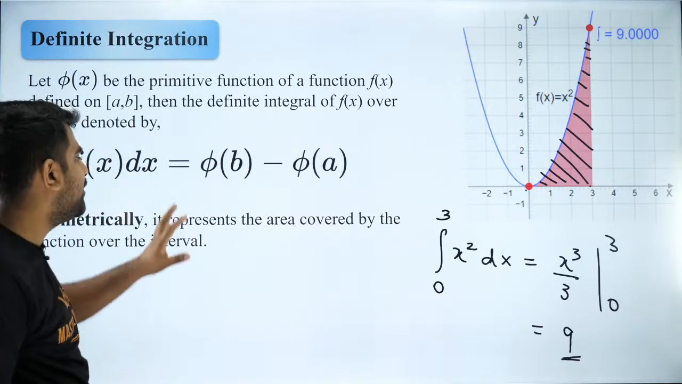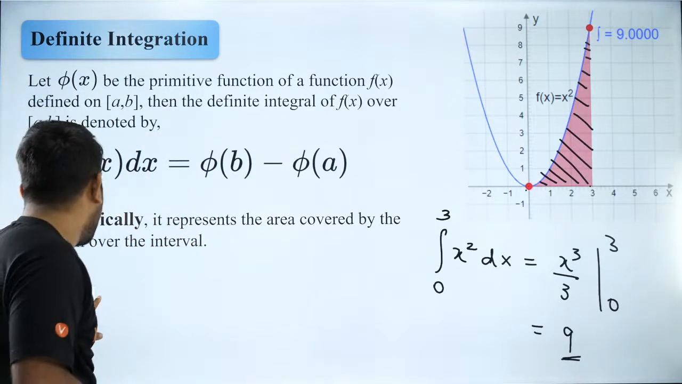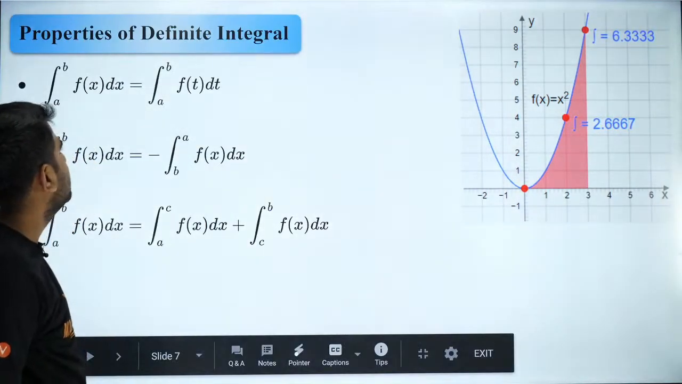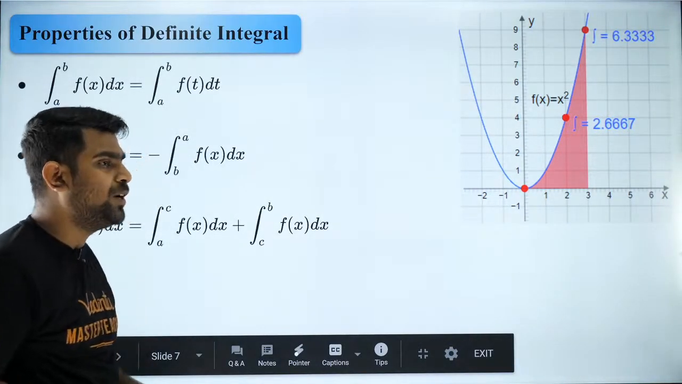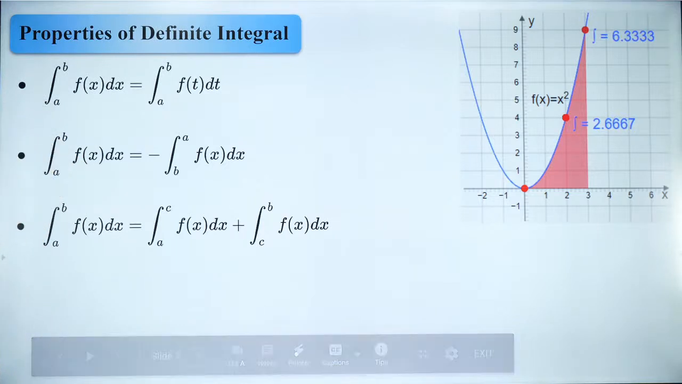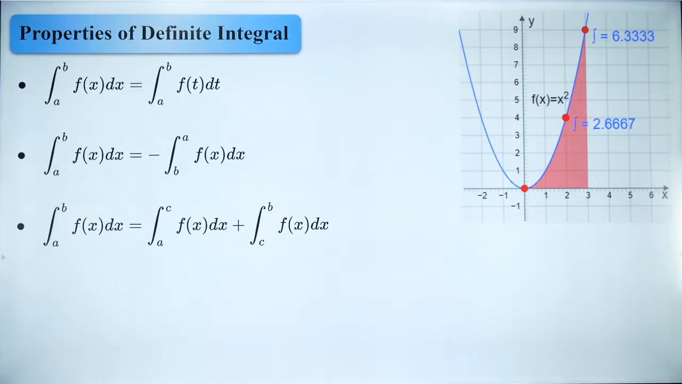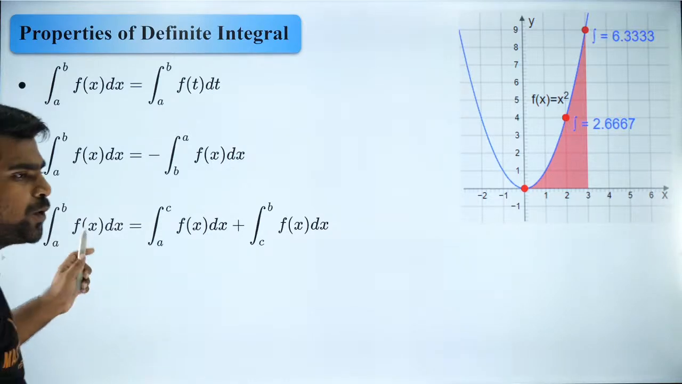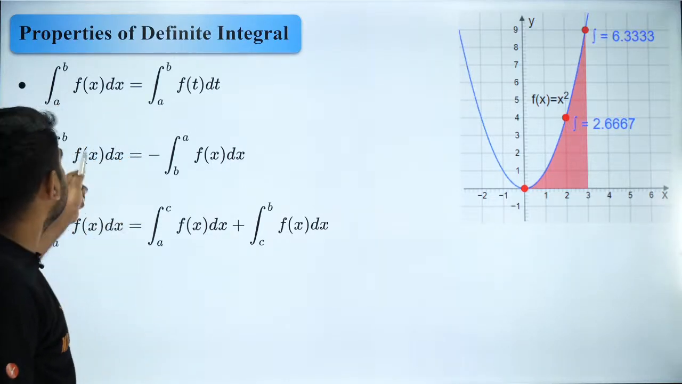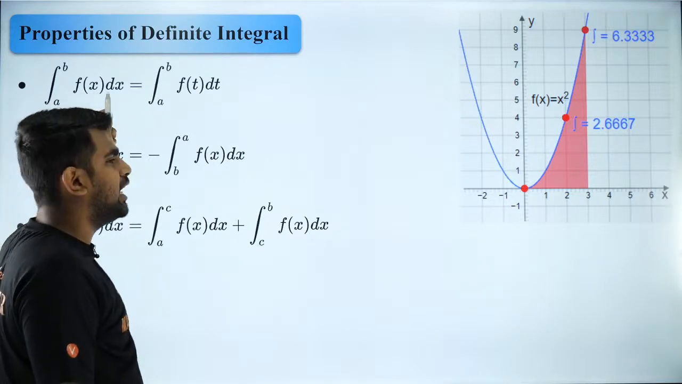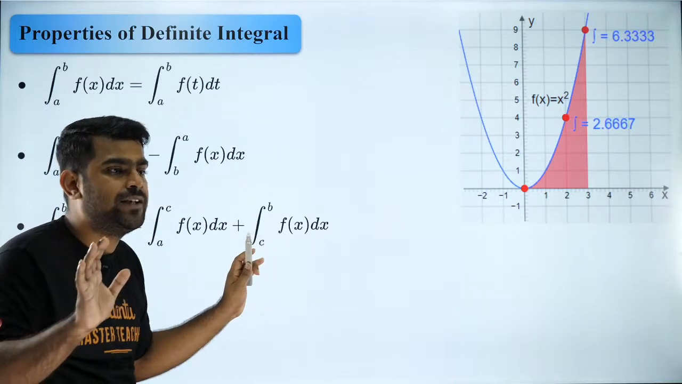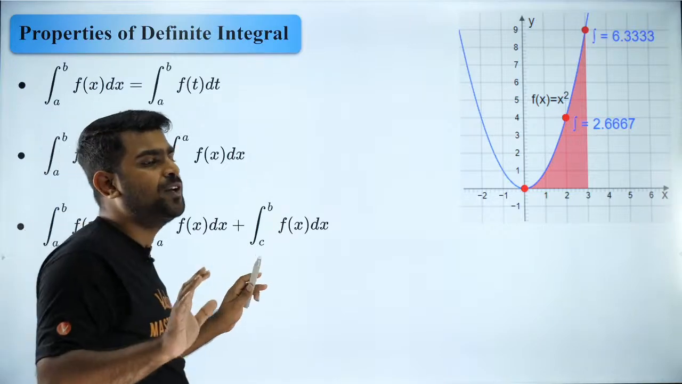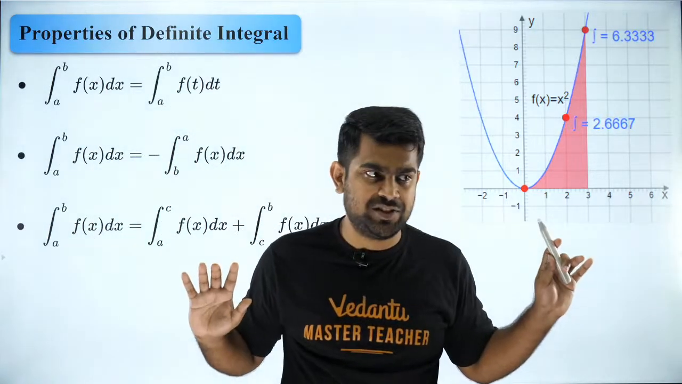So let's move forward. If you guys are clear with this, then let us move ahead and try to solve some questions based on properties. Please listen carefully. The first property is, if I change the variable of my integral, nothing will happen. Nothing is going to change.